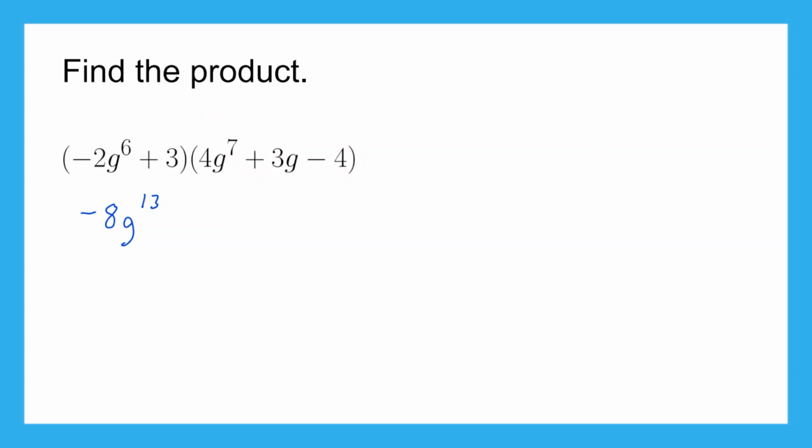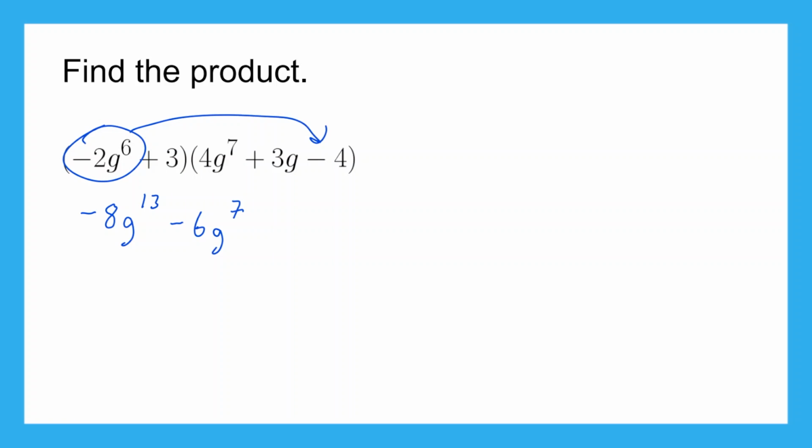All right, next we have negative 2g to the sixth times 3g. That's going to give us a negative 6. And then we have an exponent of 6. Let me first write the negative 6 here. So we have negative 6 what? Well, g to the sixth times g is going to be g to the power of 6 plus, remember there's a 1 right here as the exponent on the g. So it's going to be 6 plus 1 is 7. So we have negative 6 times g to the power of 7. Now we need to do the negative 2g to the sixth times negative 4.